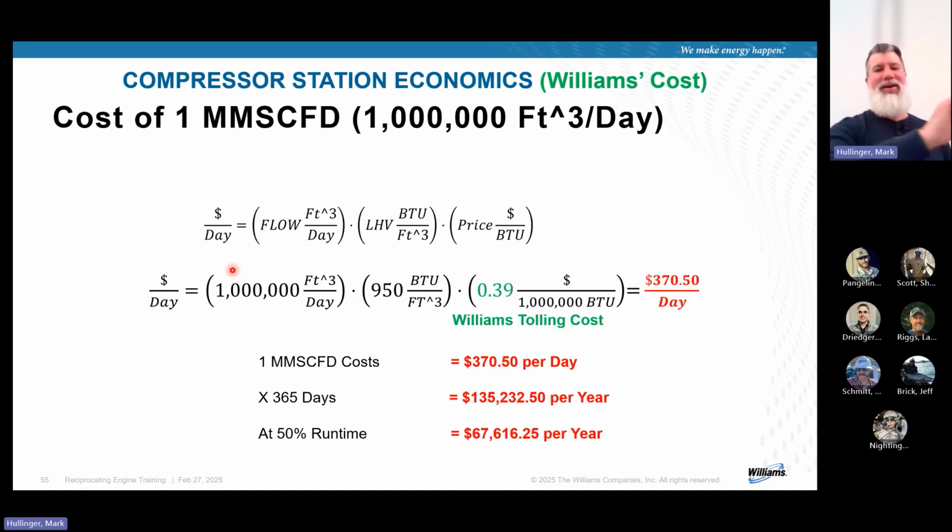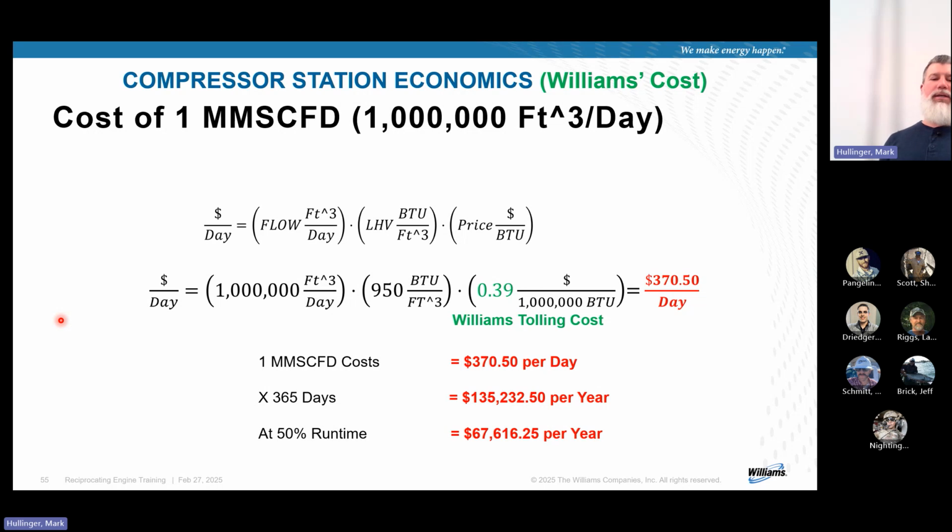Okay. All right. So that's compressors, fairly simple, right? Engine economics. So for those of you in this room, simple math, right? We don't want to get complicated. What does 1 million cubic feet per day cost? So when we talk about 1 million cubic feet per day, what does that mean to us?